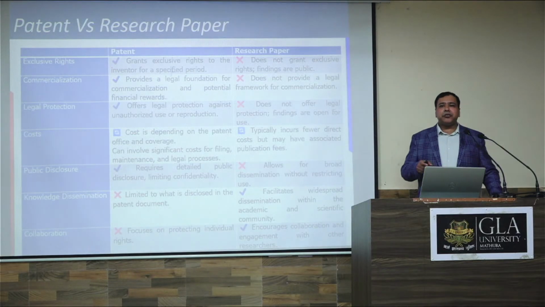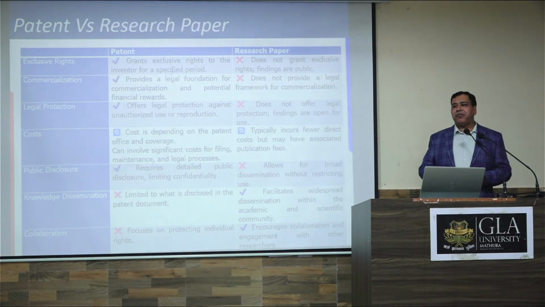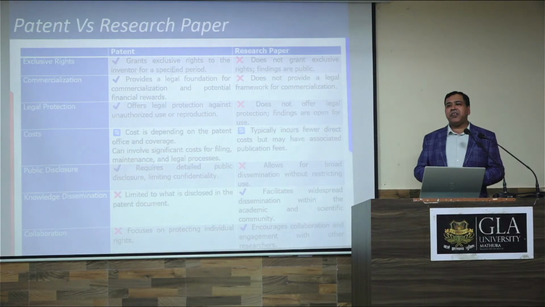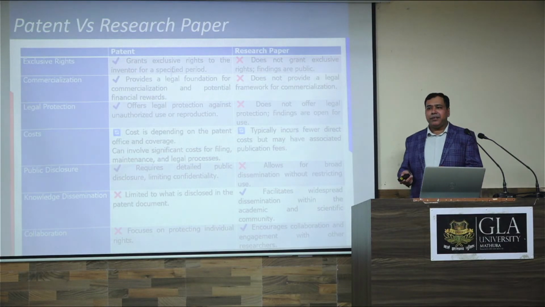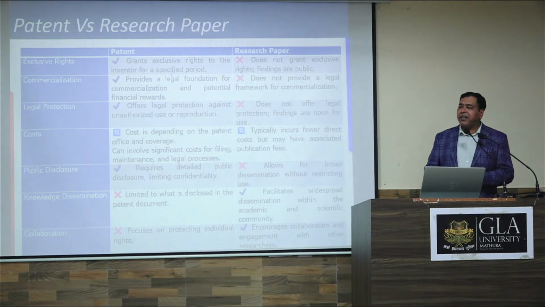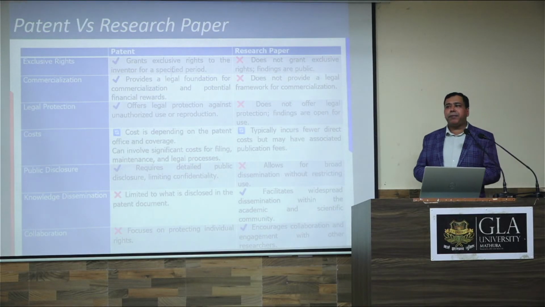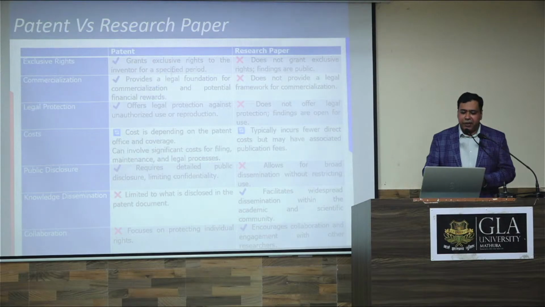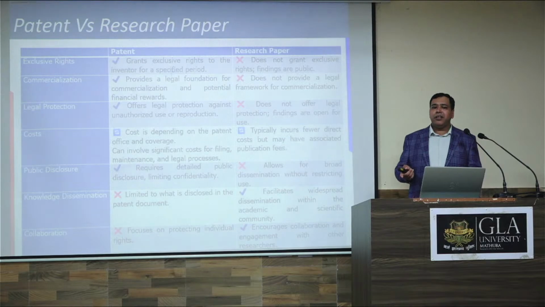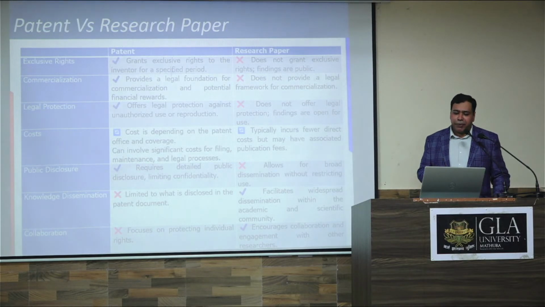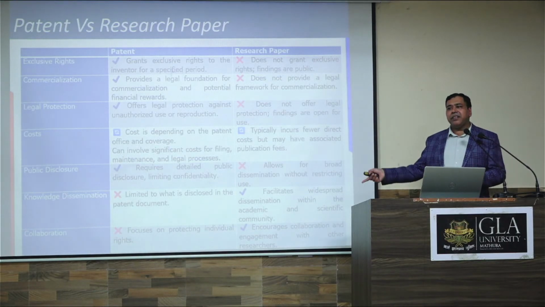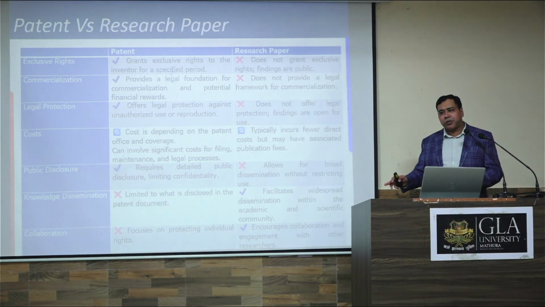Okay. Just to give you an idea, since a lot of you may be writing research papers, how does your research paper differ from a patent? What are the key differences between a patent and a research paper? Exclusive rights are given to a patent. There is no exclusive right with respect to a research paper. Commercialization: because you have a patent, you have economic rights corresponding to it, while in a research paper there are no economic rights.